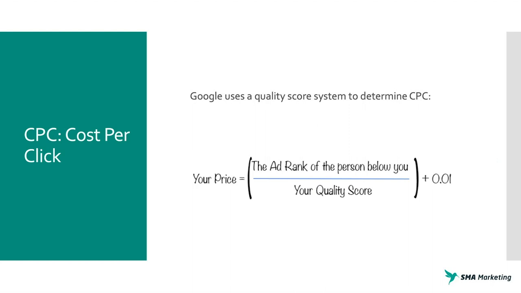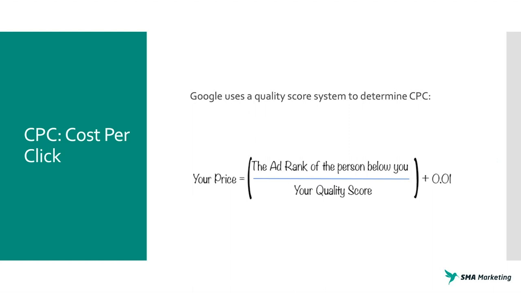This is why having good ad copy, good keyword targeting, and good landing page copy and experience plays a huge role in what you pay. It's not just throwing money at a problem, it's being strategic about it. So your price is going to equal the ad rank of the person below you, divided by your quality score, and then you add a cent to that.